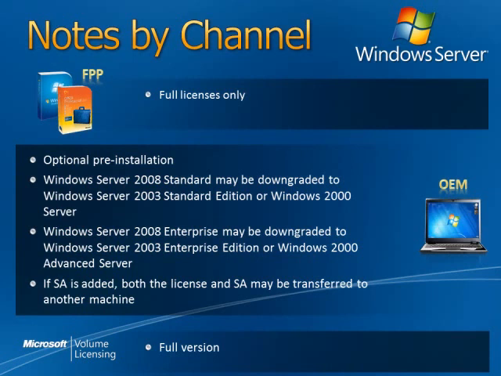You do get quite good downgrade rights with Windows Server, so you can go back and use earlier versions of Windows Server, but as ever, you must be edition specific. So the Standard Edition will only downgrade to Standard Editions. Enterprise editions, again, will only downgrade to the equivalent editions. If you do add software assurance to your Windows Server OEM license, as with Office 2010, the license and the software assurance do then become transferable. If you buy Windows Server through volume licensing, again, it is a full version only that you will be purchasing there. No upgrades available.